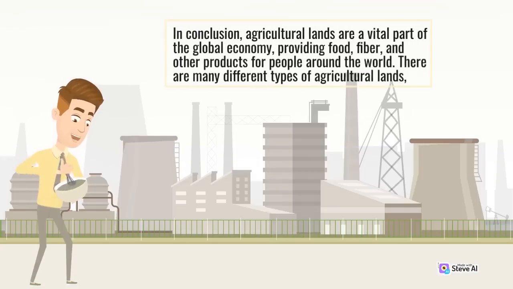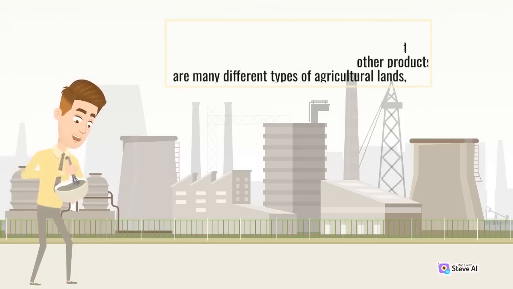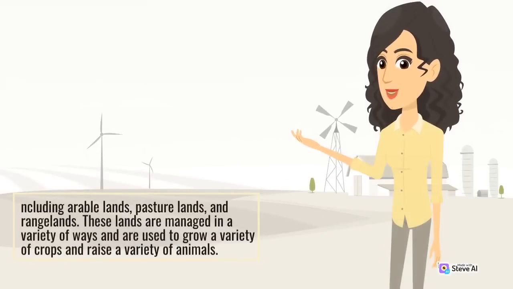In conclusion, agricultural lands are a vital part of the global economy, providing food, fiber, and other products for people around the world. There are many different types of agricultural lands, including arable lands, pasture lands, and rangelands. These lands are managed in a variety of ways and are used to grow a variety of crops and raise a variety of animals.